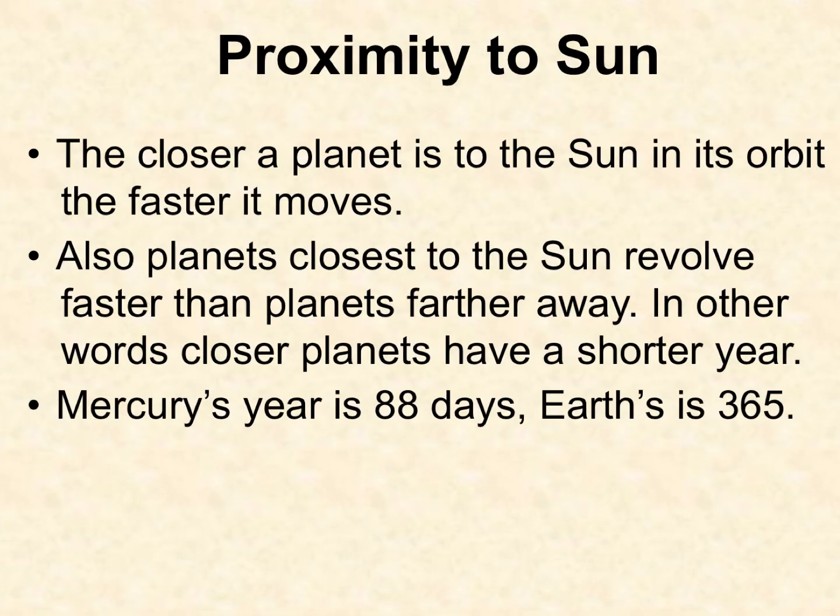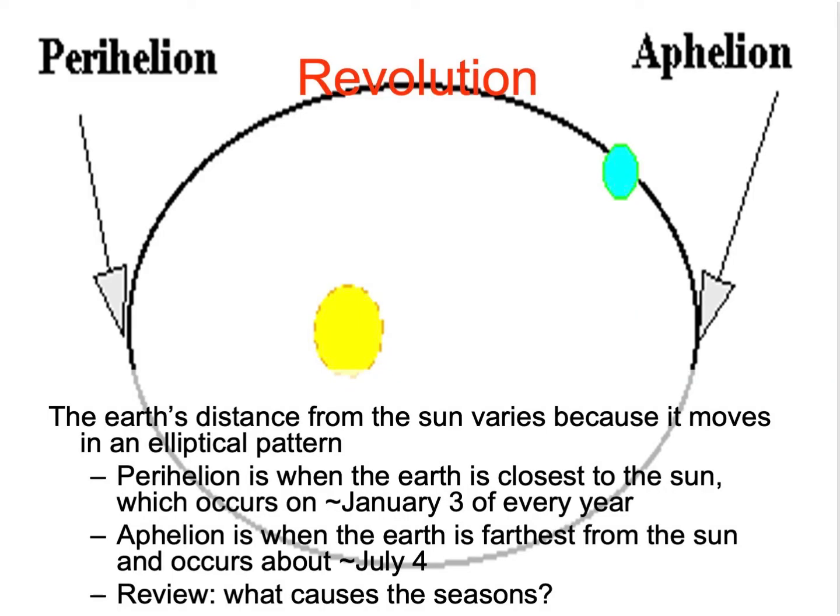The closer a planet is to the sun, the faster it moves. Mercury is closest to the sun and revolves much faster than the Earth in only 88 days. Not only is its orbital path smaller, it's actually traveling at a faster rate of speed. A planet like Saturn, which is much farther away, takes much longer to revolve around the sun. Because of this elliptical orbit, sometimes the Earth is closer to the sun than others.